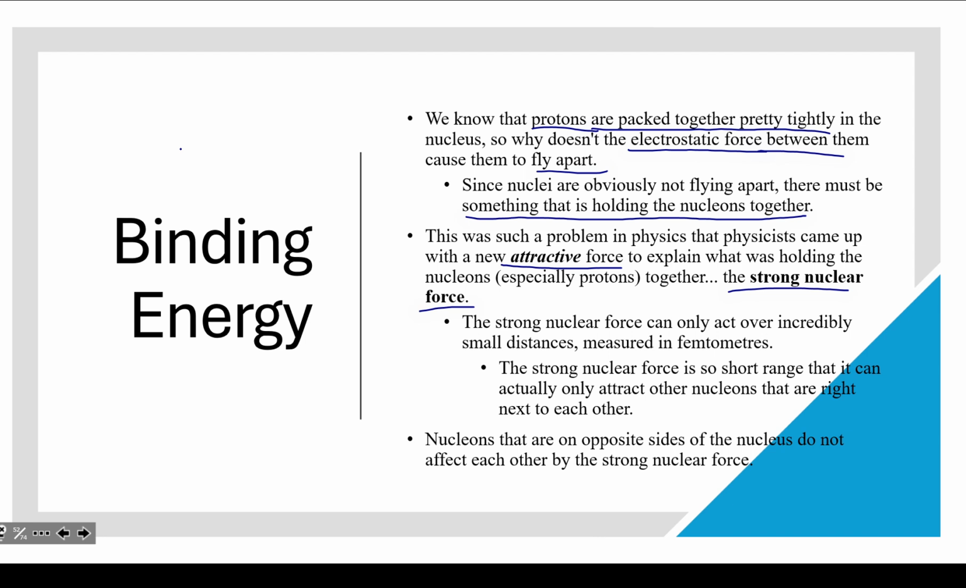So we have the strong nuclear force. This is a force that is very strong, and it's only in the nucleus. Not only that, it only acts over very, very tiny distances, measured in femtometers, which is like a billionth of a micrometer or something that small. It's so short range that it can only attract other nucleons that are right next to each other, which means nucleons on the opposite side of the nucleus don't affect each other with this force. It is that small.